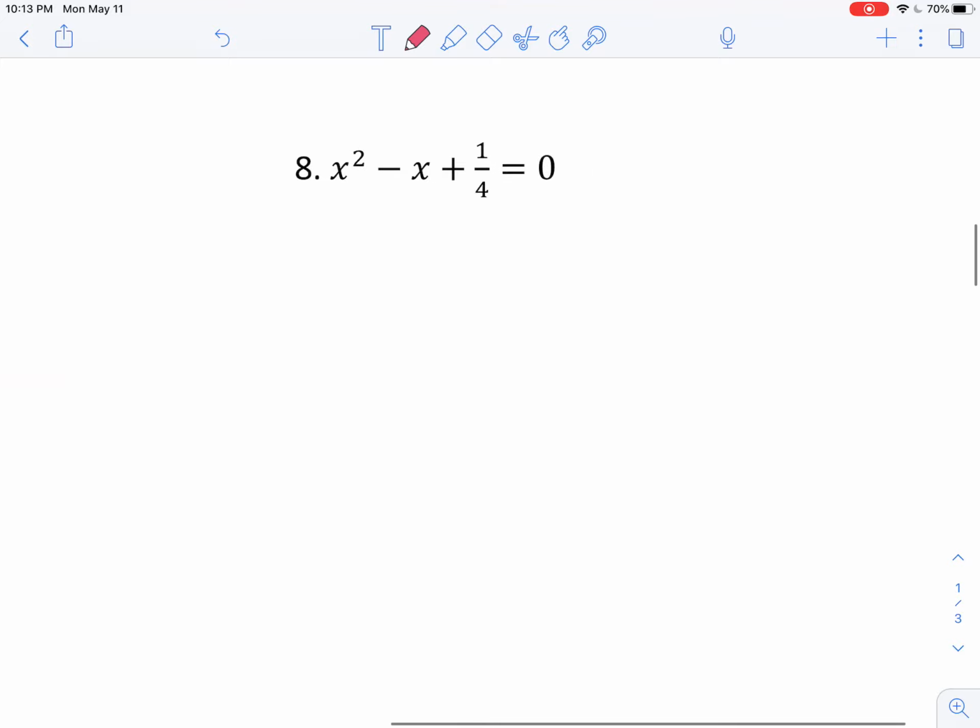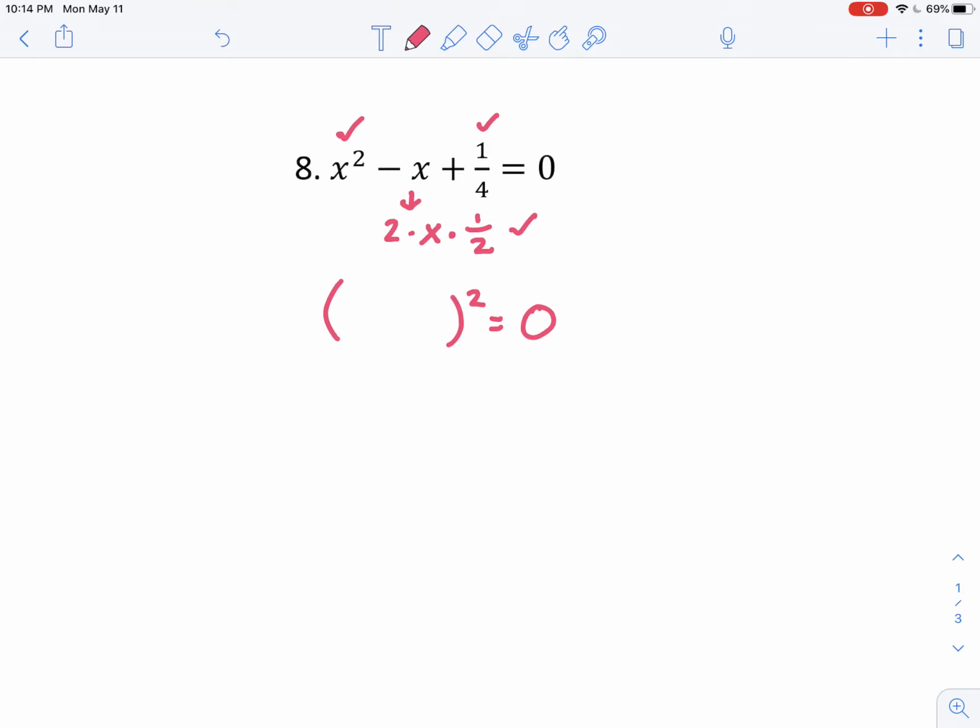So in question number 8, we have all of our terms on one side of the equation equal to 0. The first term is a perfect square. 1/4 is a perfect square because both 1 and 4 are perfect squares. The middle should be 2 times the square root of the first term, which is x, the square root of the last term, which is 1/2. Remember, square the top, square the bottom of the fraction. 2 times x times 1/2 is x.